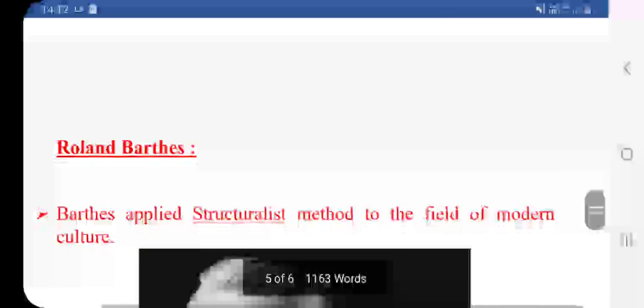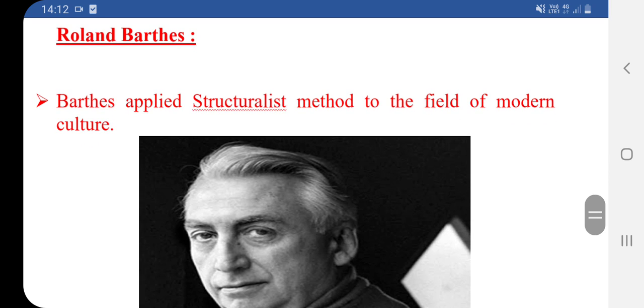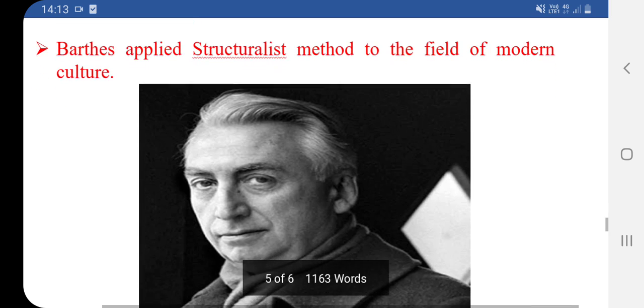Now the next critic is Roland Barthes. Barthes applied the structuralist method to the field of modern culture, just as Levi Strauss did in the field of myths or in the field of anthropology. So here is a picture of Roland Barthes.